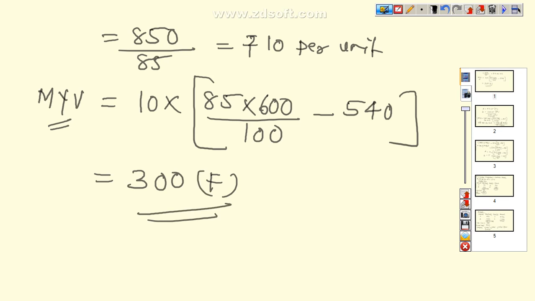So we have to remember the main point, that is if the output is given in the question, we have to make a change in the standard quantity. Wherever standard quantity is there in the main equation, we have to change it there: standard quantity multiplied by actual output upon standard output.